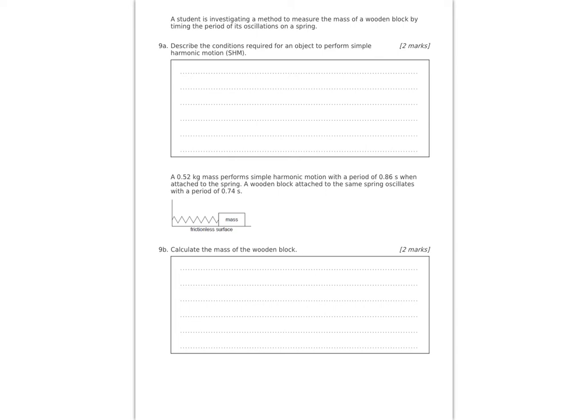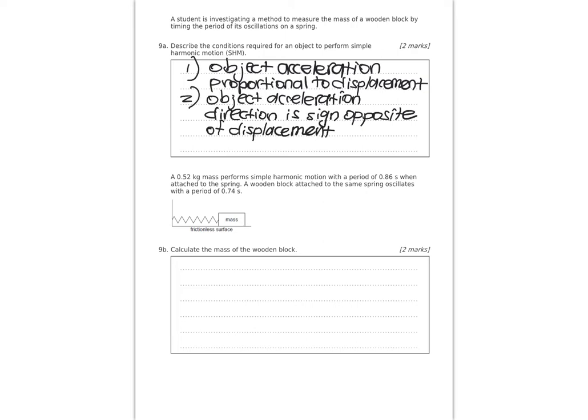So here we have number 9, and number 9A says, what are the conditions for an object to perform simple harmonic motion? There are 2 marks because there are 2 conditions. So first, the acceleration of the object is proportional to its displacement, and then the direction of the acceleration is of opposite sign to the displacement. And here's the equation for it.